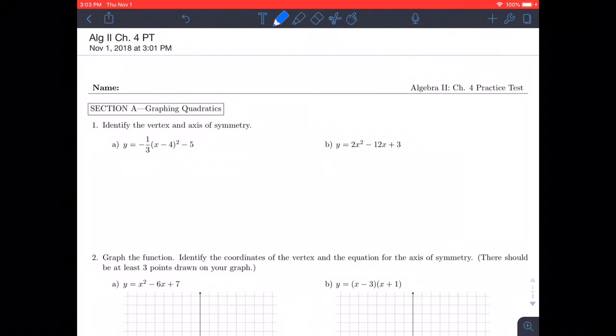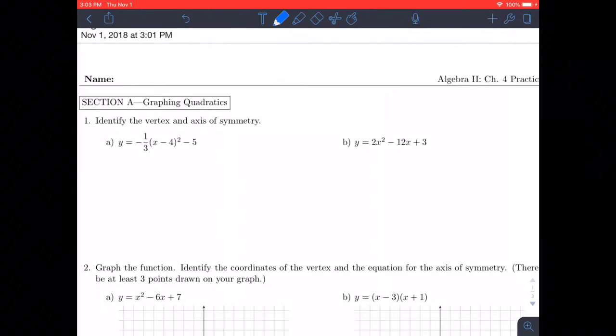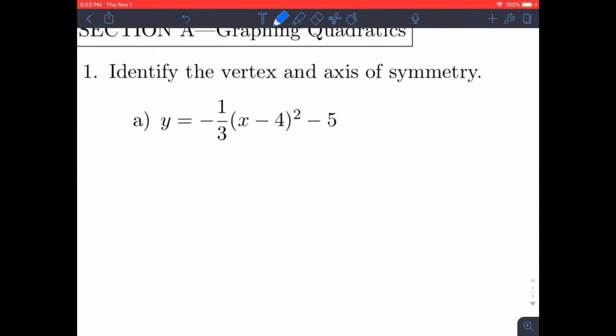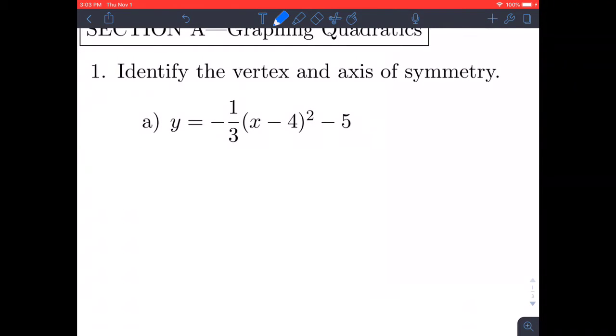Let's work some of the problems from the practice test. Again, on section A, you're able to use a note card, so I'll try to point out some of the things that you maybe would want to put on your note card. So starting with section 1, number 1, or part A, this one is given to us in vertex form.